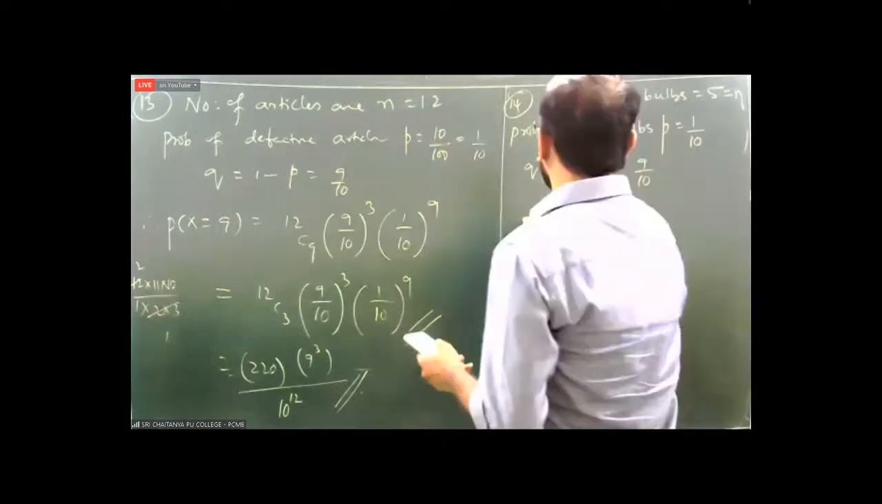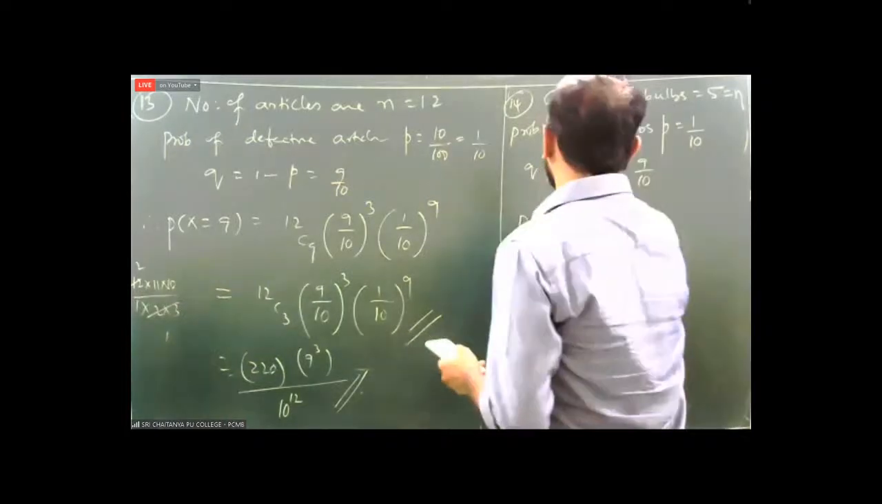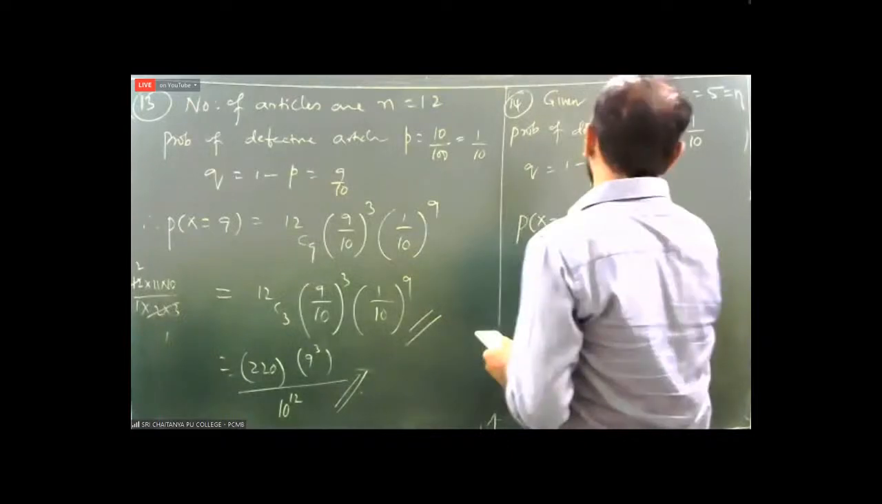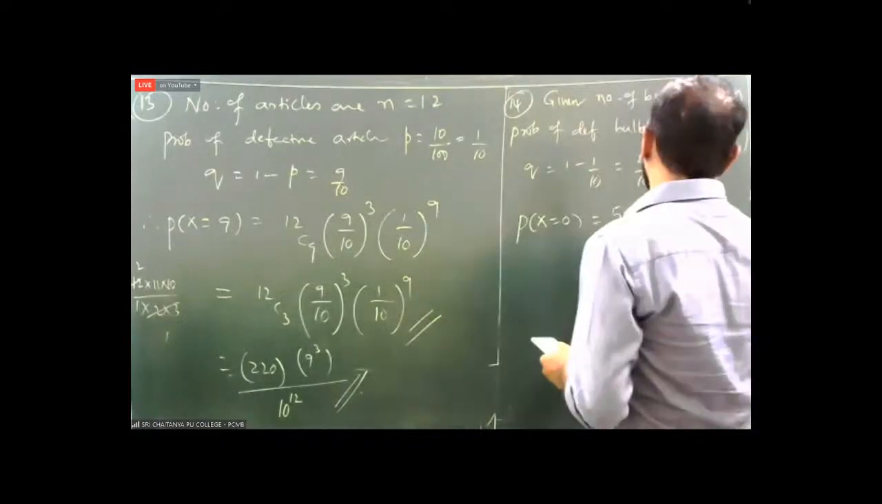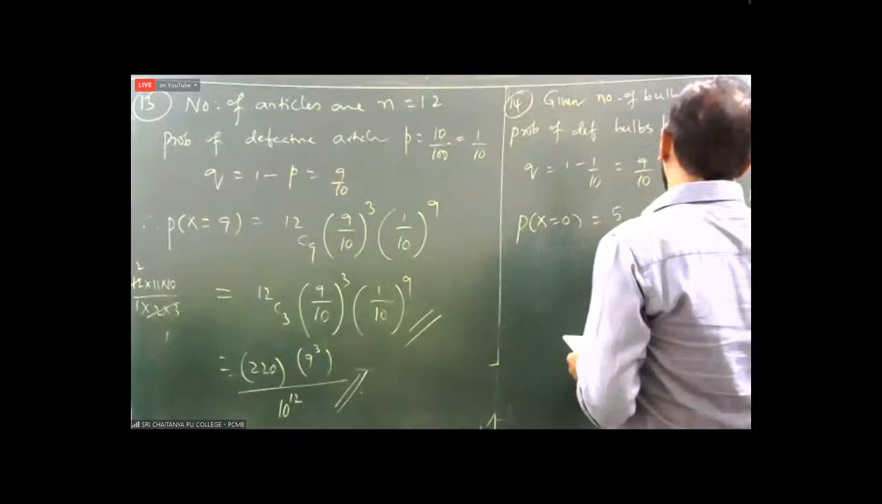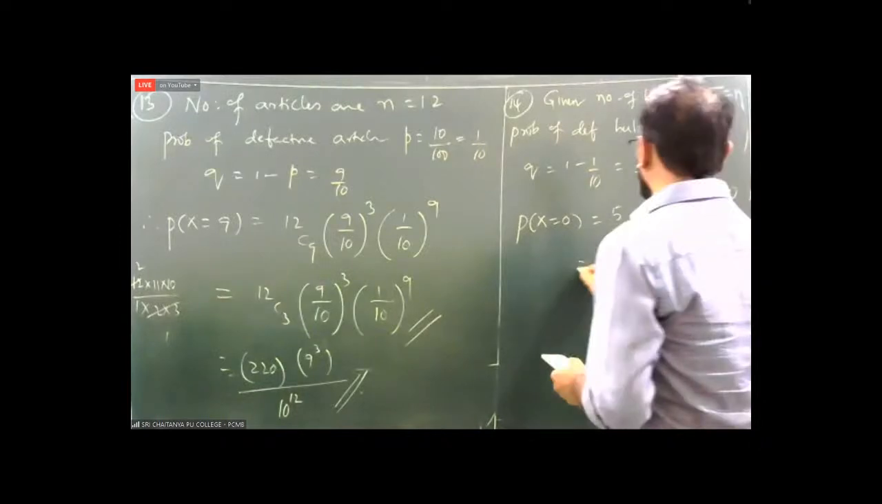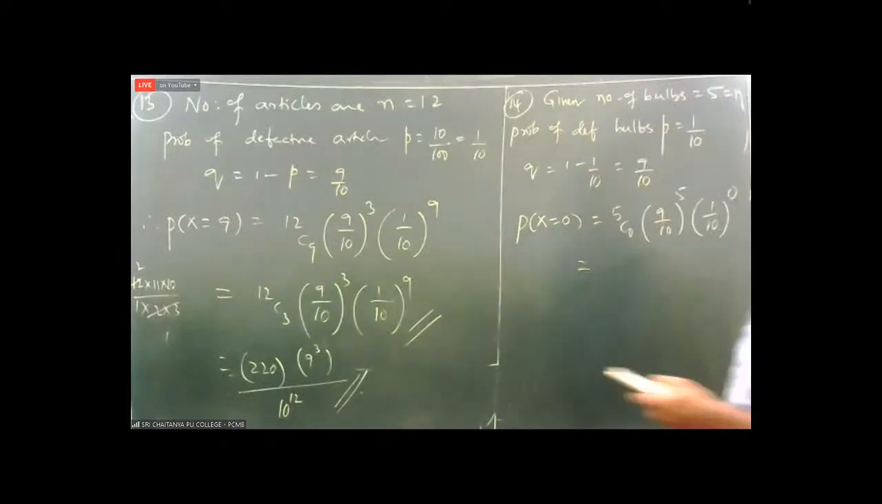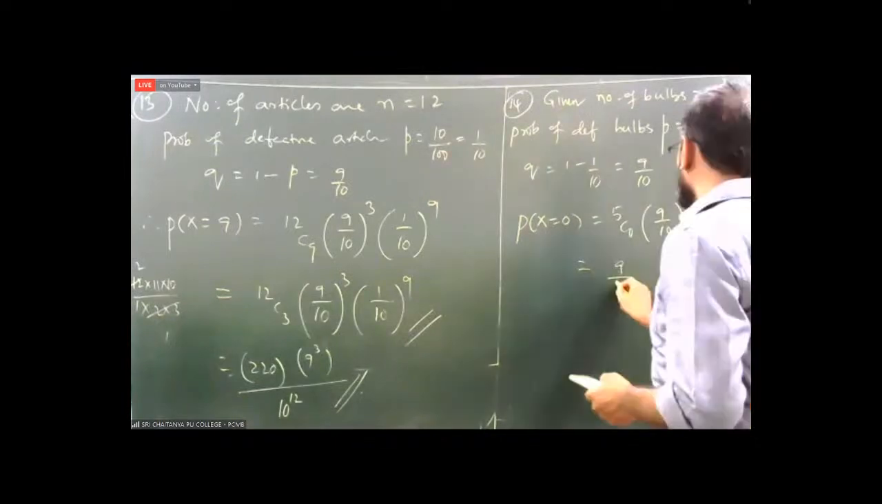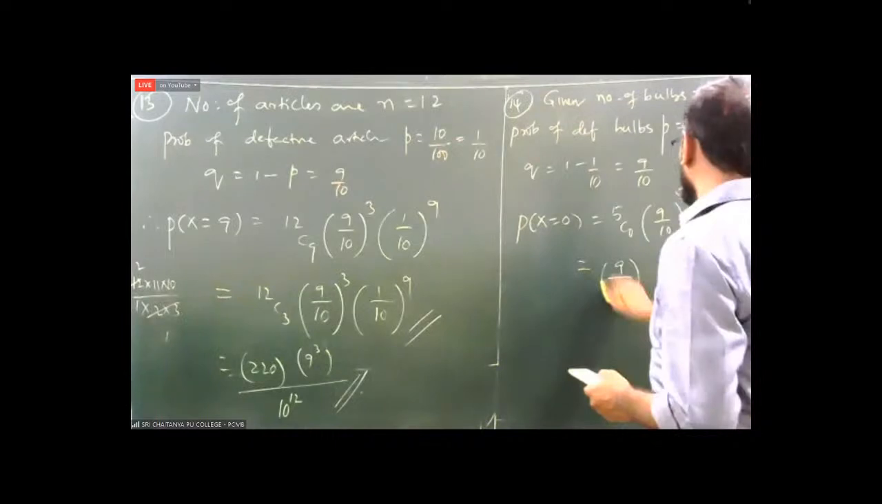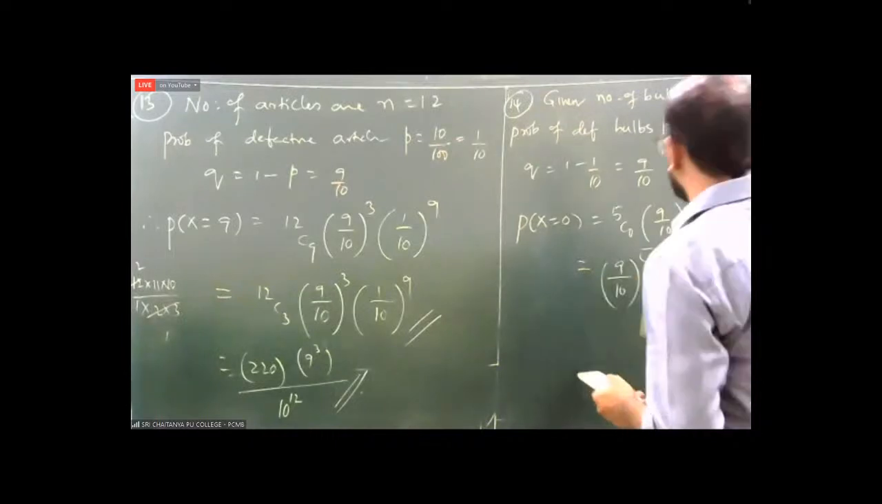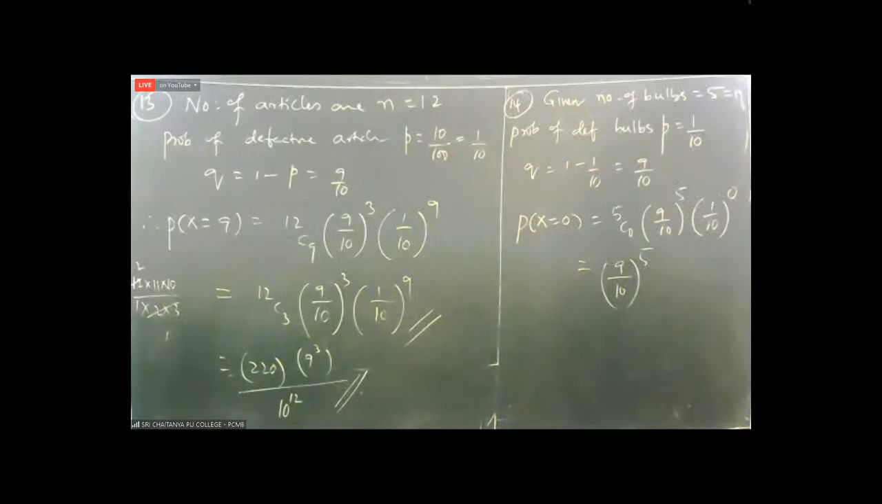Now, none of them is defective. P of X is equal to 0, which is 5C0 into Q to the power of 5 minus 0 into P to the power of 0. 5C0 value is equal to 1. So 9 to the power of 5 by 10 to the power of 5, or 9 by 10 to the power of 5 is the answer. Third option given to you.